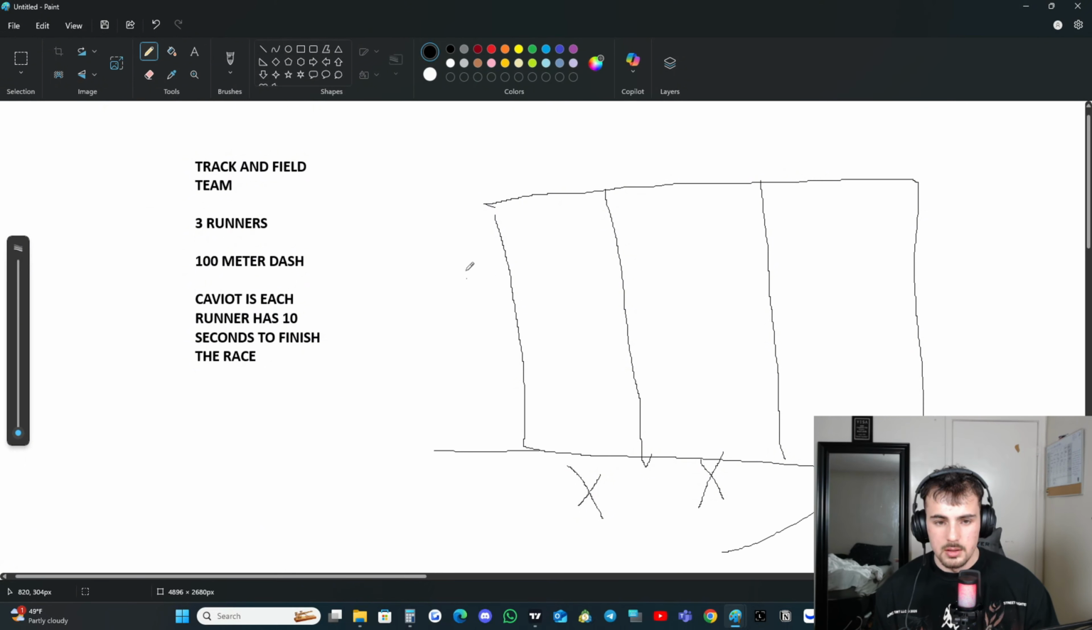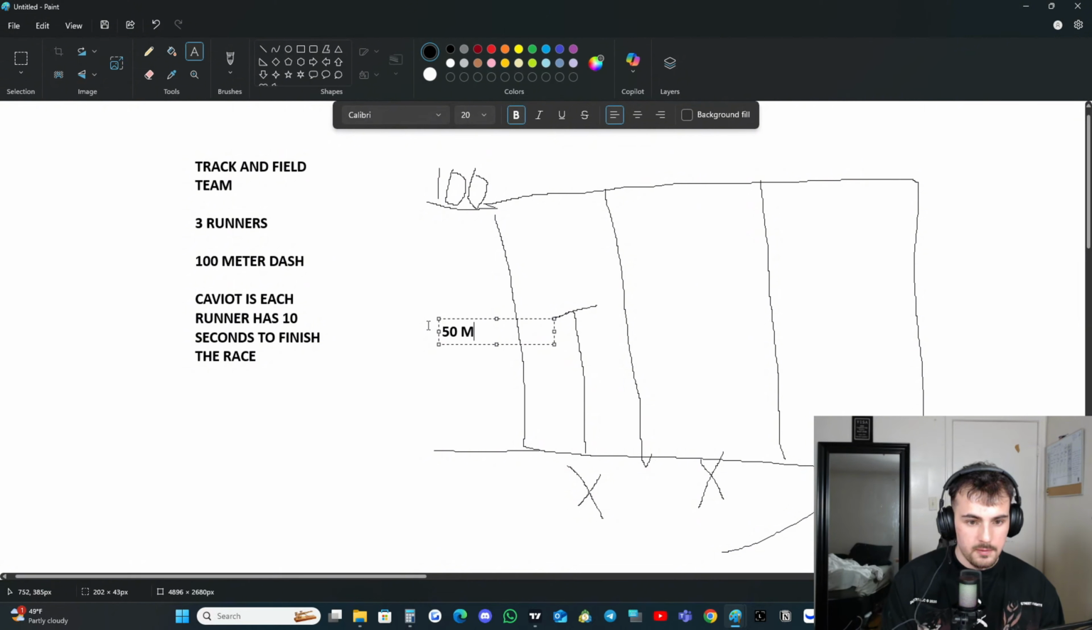This is going to be the start, this is going to be the finish, and the finish is 100 meters. Each has 10 seconds to run. So let's start with runner 1. Runner 1, in the matter of 10 seconds, he makes it, say, halfway down the field. So he makes it to about, let's call this 50 meters.